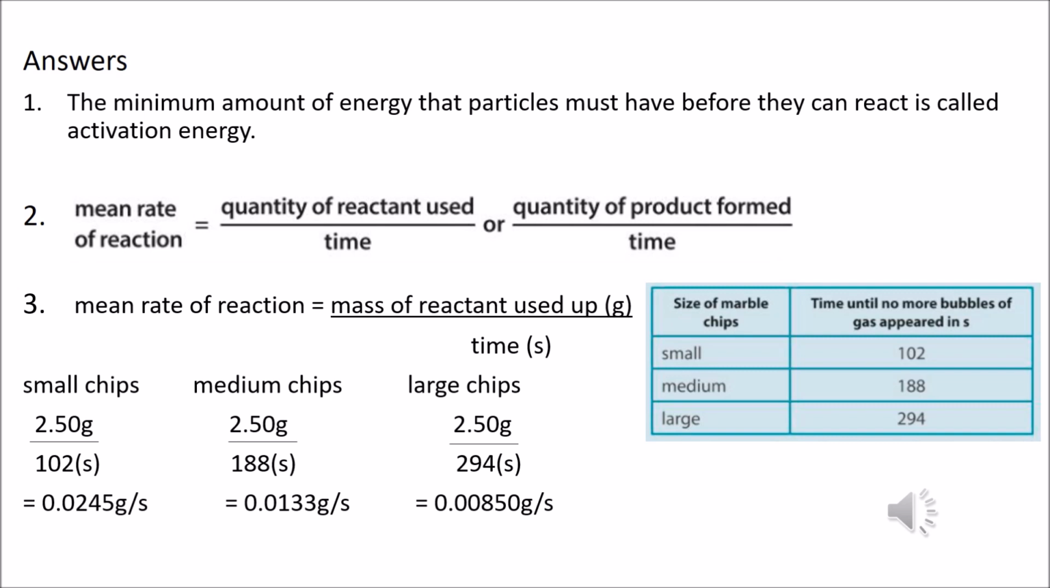And for question number 3, you need to use one of these formulas and also the results from the table on the slide to work out the mean rate of reaction for small chips, medium chips, and for large chips. So if you look at my working, the result for small chips is 0.0245. The unit is grams per second. And the result for medium chips is 0.0133 grams per second. And the result for large chips is 0.00850 grams per second.